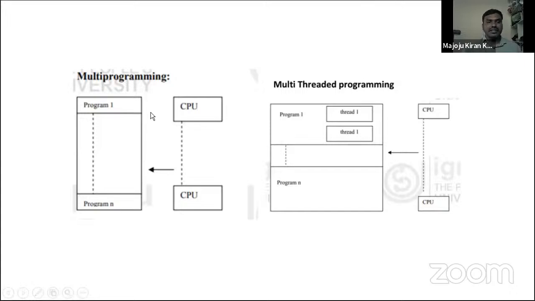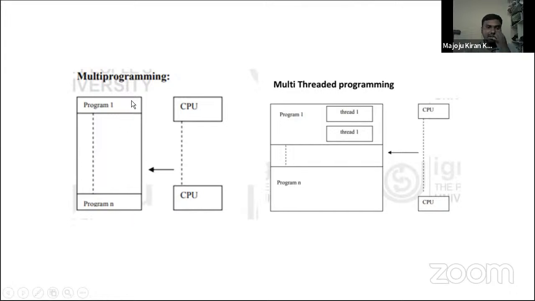Just look at this diagram, you can easily understand there is a small difference between multi-programming and multi-threaded programming. In multi-programming, there will be multiple programs loaded into the main memory, and these programs are executed and controlled by the CPU. That means the context switching is done among all these programs.